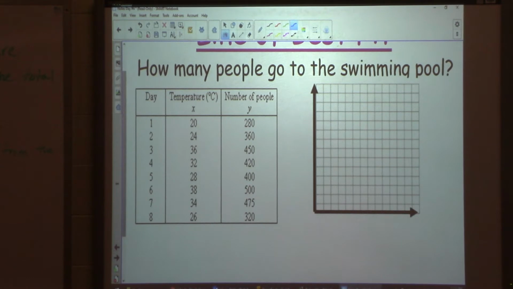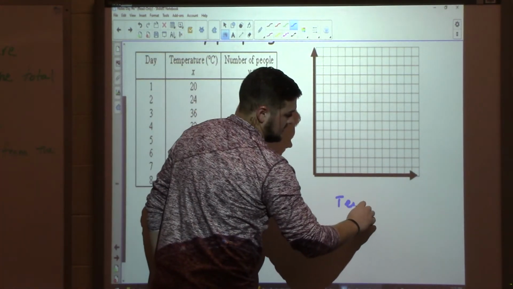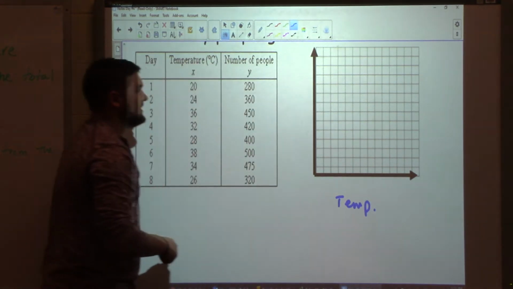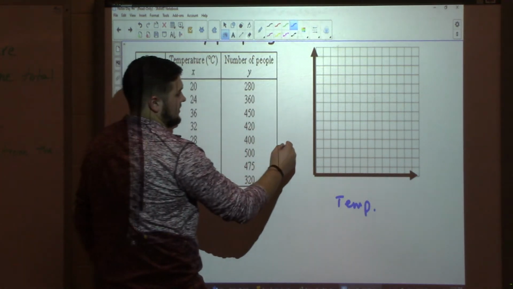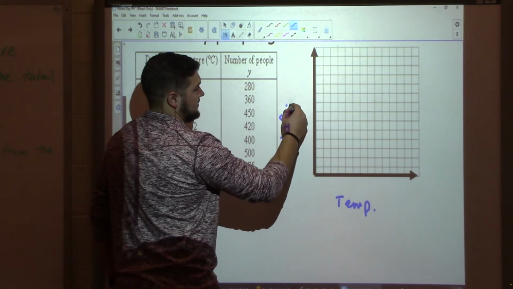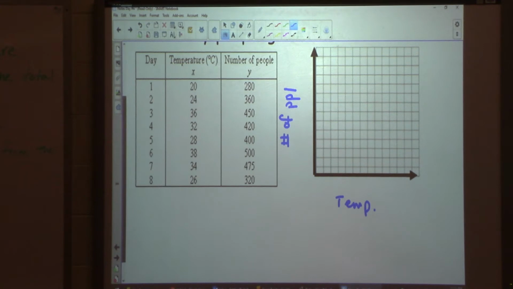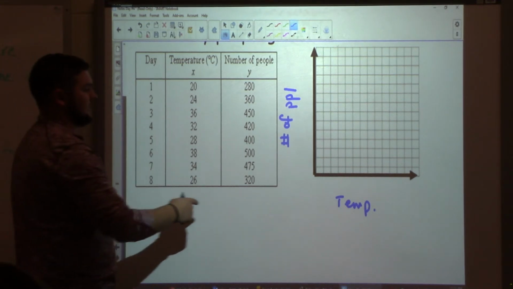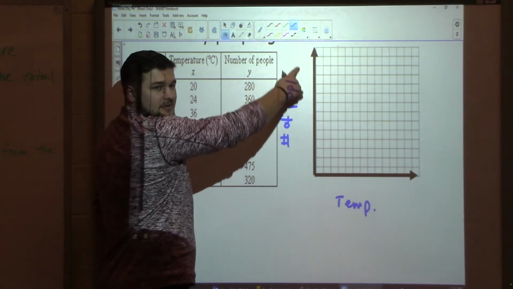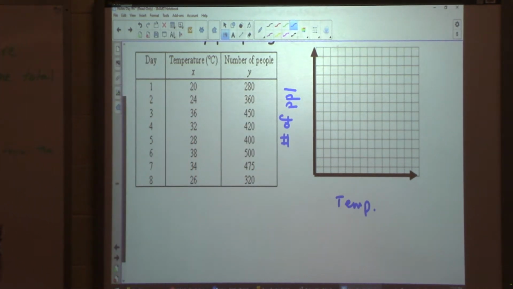Well, to do that, I'm going to first label my graph here. I'm going to go temperature on my x-axis. I'm going to go number of people on my y-axis. Now, am I going to have a nice scale that I can get up to like 500 between here? No. So what we can do is we can actually jump our graph. You guys ever done this before? Yeah? Some of us have, some of us haven't.